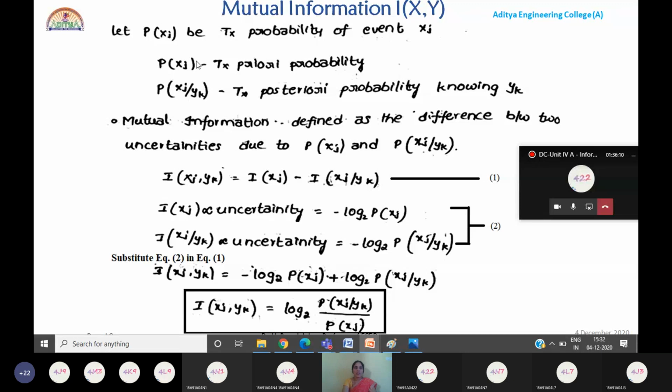So p of xj is the transmitter priori probability. P of xj by yk is the transmitter posteriori probability knowing the information of the receiver, that is yk. So I think now you understood the main difference between priori probability and posteriori probability.